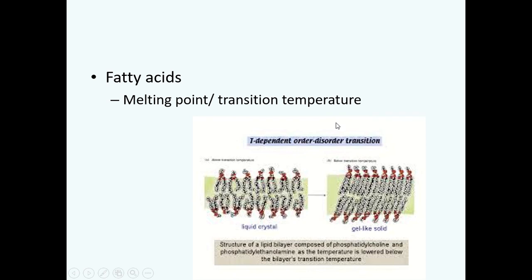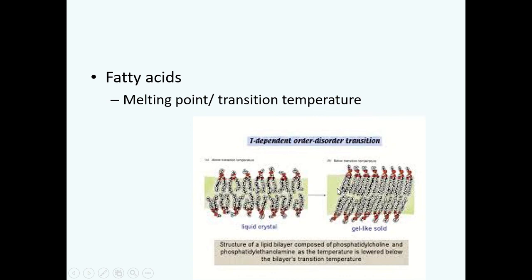Lipids can exist in a gel-like solid phase, in which they interact with one another in such a manner that they pack tightly with each other. As represented in this diagram, when they are tightly packed with each other, they act like a gel-like solid. But when they are loosely interacting with each other, they are more fluid.